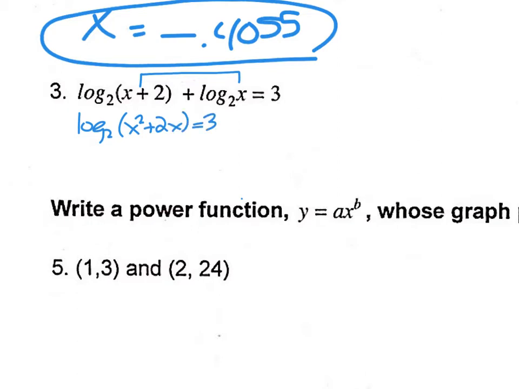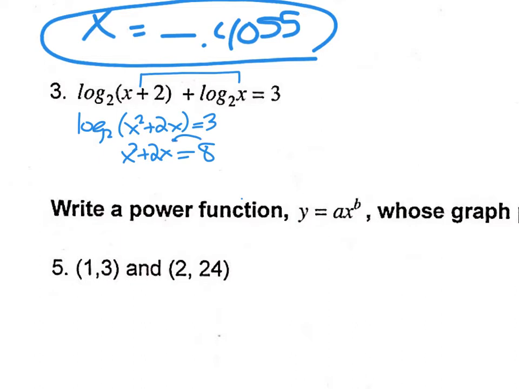Now, because you have only one log, I'm going to take the 2, raise it to the third power, and it equals this. 2 cubed is 8 equals x squared plus 2x. And that takes the log away. Okay, we didn't drop it. We actually just worked it out.